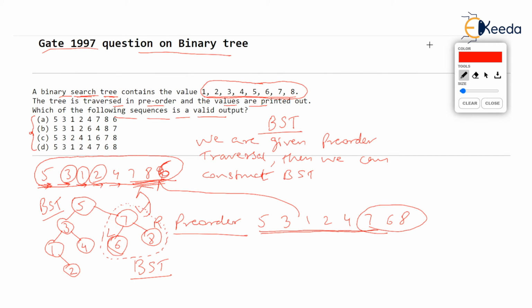So this cannot be the pre-order. Option A cannot be the pre-order, because if you construct a binary search tree using such a pre-order, you are not getting the same pre-order with which you constructed the binary search tree. I hope I have conveyed enough.